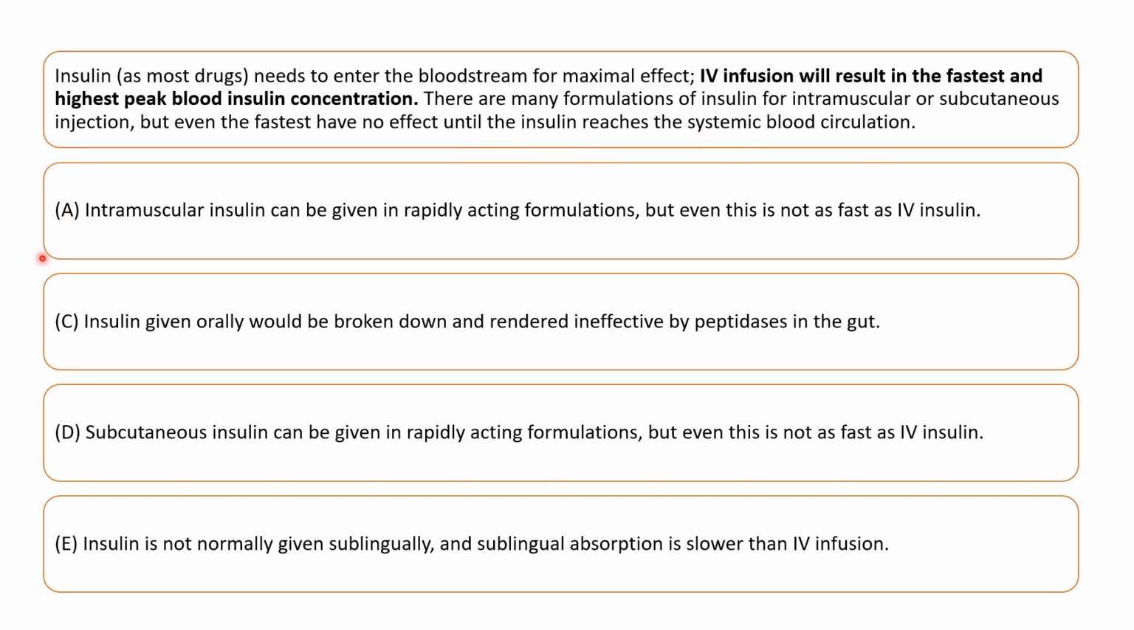Then let's see the other options. Intramuscular insulin can be given in rapidly acting formulations, but even this is not as fast as IV insulin. Then insulin given orally would be broken down and rendered ineffective by peptidases in the gut. Then subcutaneous insulin can be given in rapidly acting formulations, but even this is not as fast as IV insulin. Then insulin is not normally given sublingually, and sublingual absorption is slower than IV infusion.